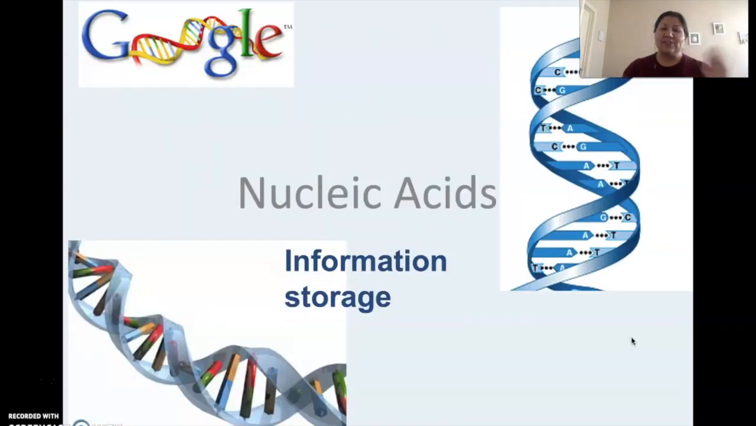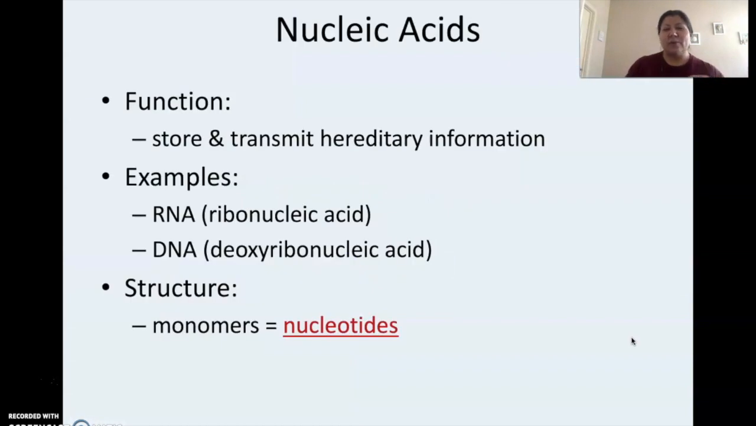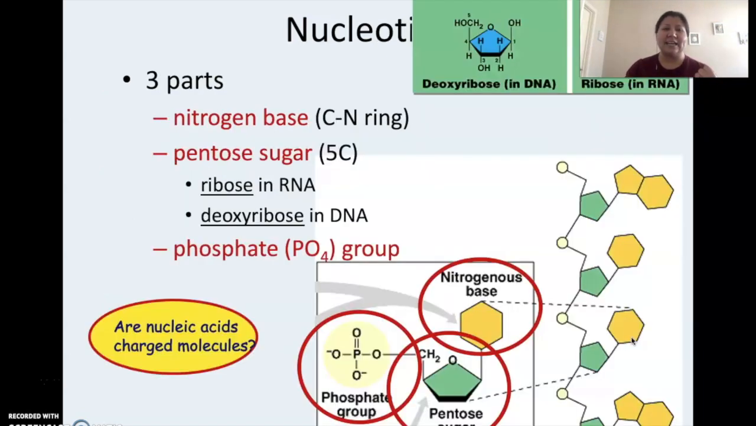So last, nucleic acids. Nucleic acids are very, very simple. The only purpose for these is to store and transmit hereditary information. You have two types: DNA and RNA. Both of those are made up of monomers called nucleotides. A nucleotide is going to be my nitrogenous base, which are my carbon rings that are in the middle, my sugar, and then my phosphate group.